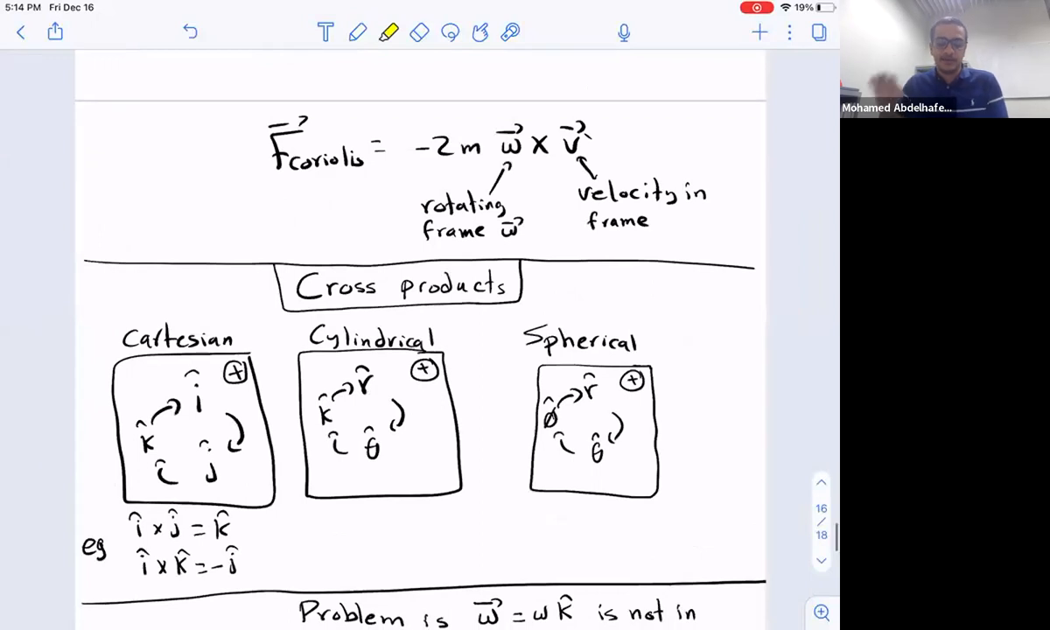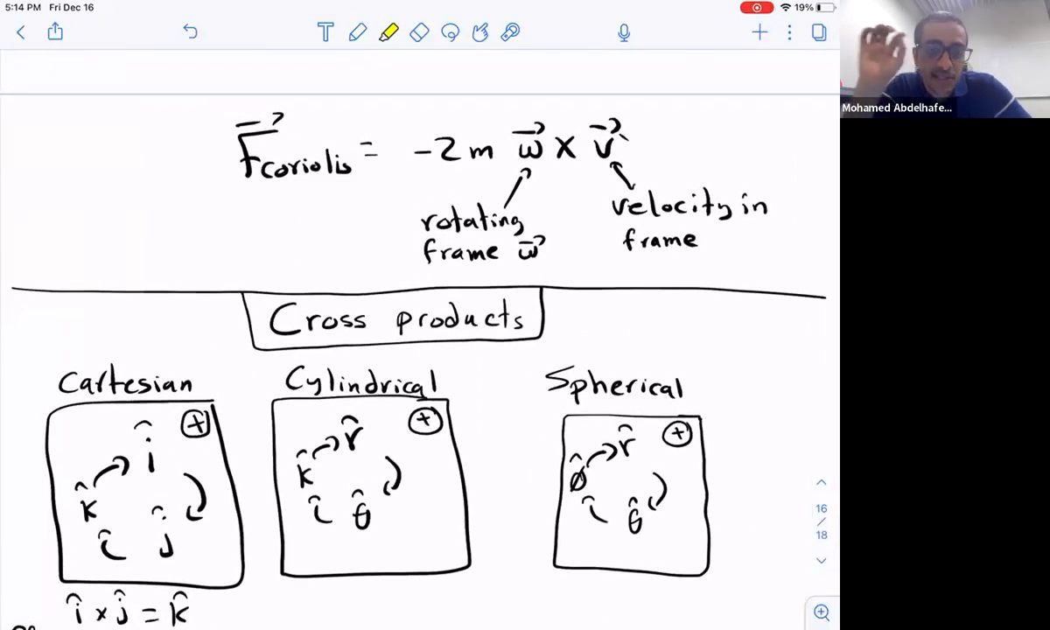I'm going to focus in particular on Coriolis out of the fictitious forces, and in particular on Coriolis at the surface of the Earth. Because we live on Earth, the most important application of this whole fictitious forces topic is how Coriolis affects us on Earth. So Coriolis as a force, you will be given that equation. It's minus 2m omega cross v prime.